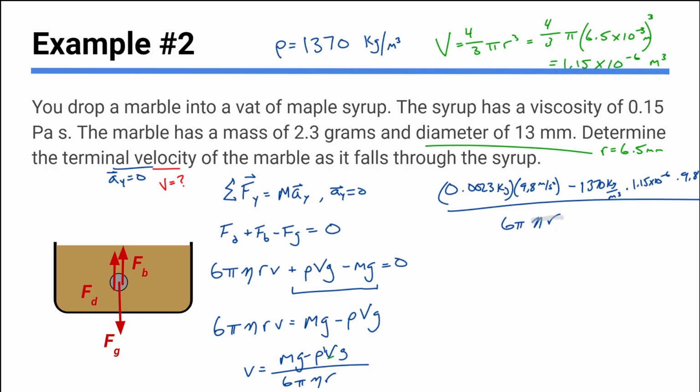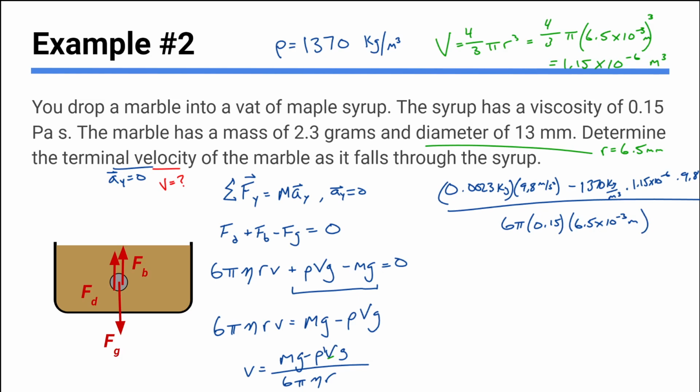R is just going to be half of the diameter, and make sure I put it in meters. Okay. This guy's in base units. Pascal seconds is what we said the units for viscosity are, and Pascal is like a Newton per square meter, so we're good. And then I'm going to multiply by the radius of the thing, which again is 6.5 times 10 to the minus 3, because it's 6.5 millimeters.